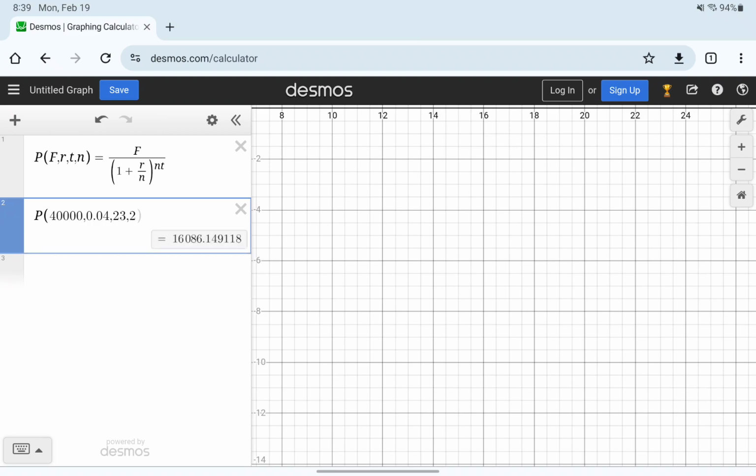And then we can change that value for N to see what that present value would be if interest was being compounded semi-annually, quarterly, monthly, or daily. And once we get to compounded daily, we see that that present value, that single deposit we would need to make today, would be $15,941.57.